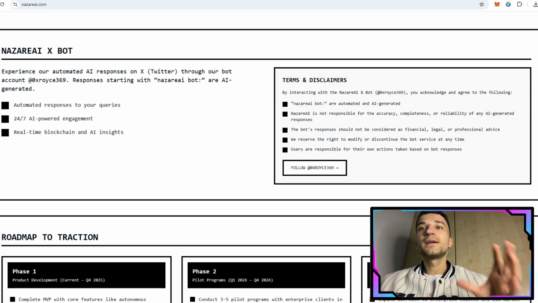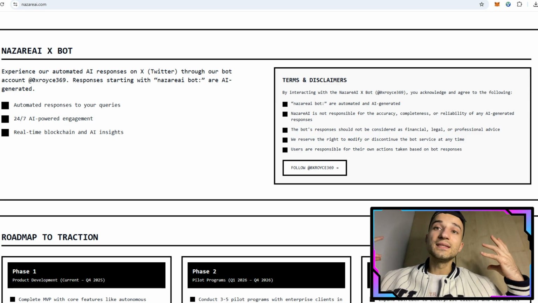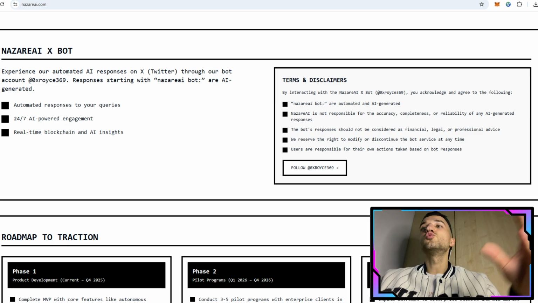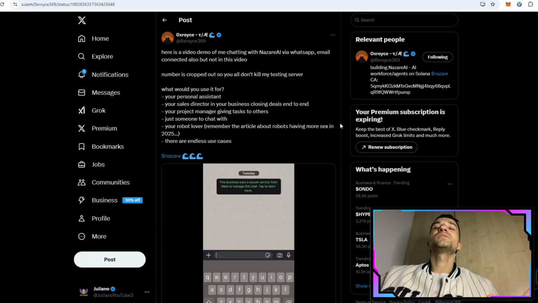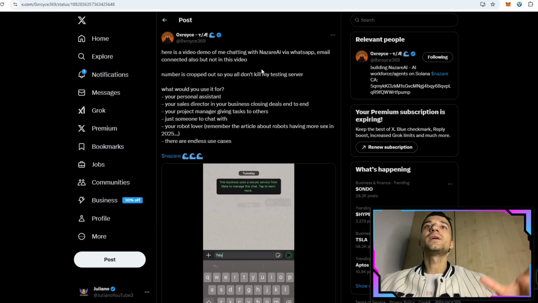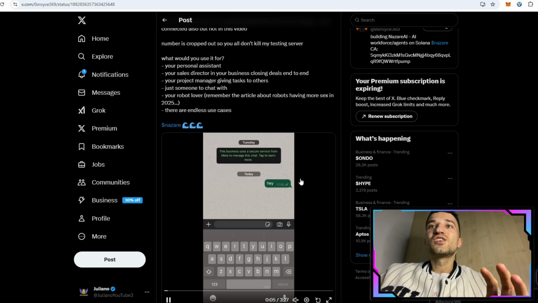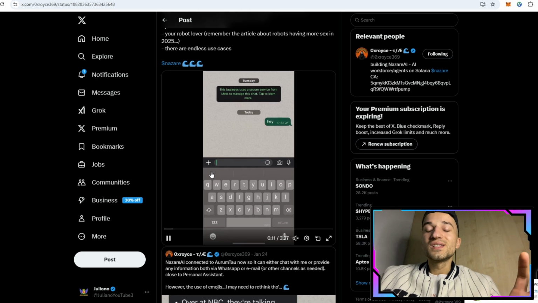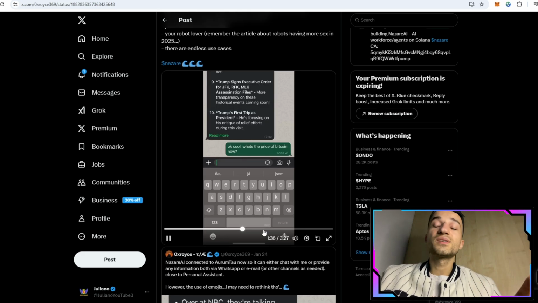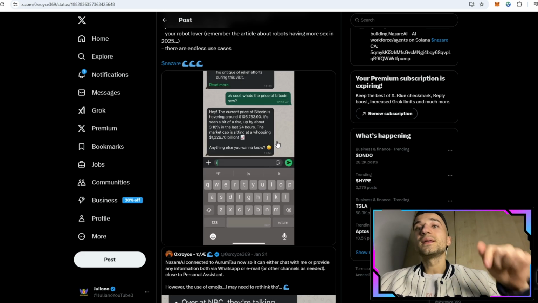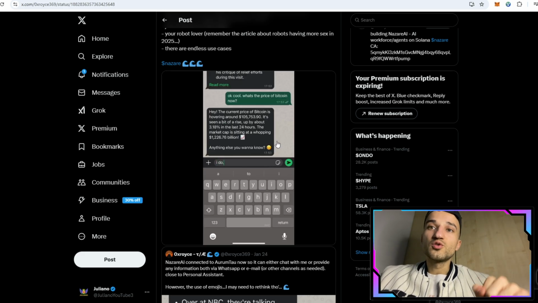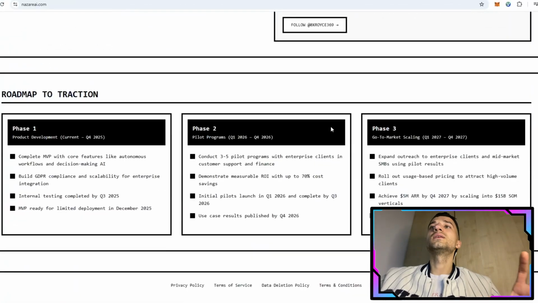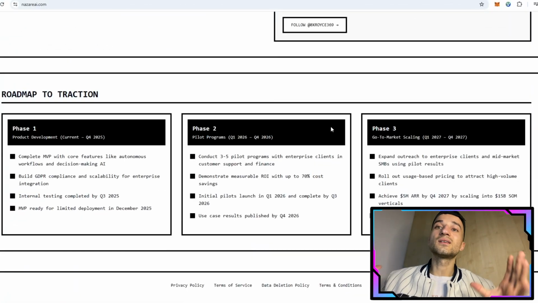This one, guys, is at a very early stage, but they are still developing that and they are trying to do their best. Also guys, as you can see right here, the dev of the NazareAI has a conversation with the NazareAI on WhatsApp, as we can see right here, and they have a very cool conversation right here. You can join and check that all, and they have very cool responses. By the way, you can find them on their X, and of course it's going to be in the description.